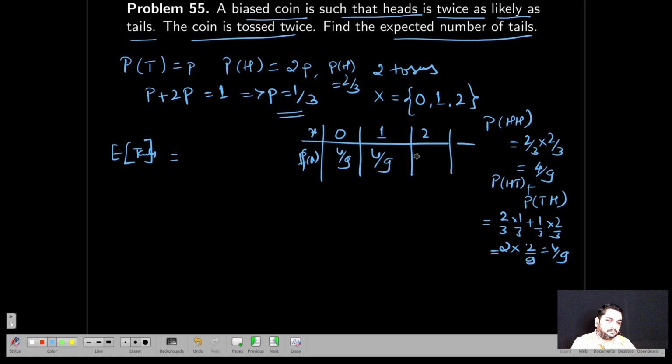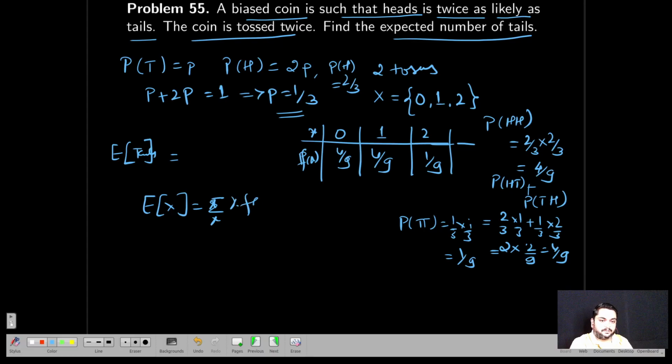Next, getting both tails is equal to 1 by 3 into 1 by 3. This is 1 by 9. So now you find the E of x. E of x is equal to summation x into f of x. This is 0 into 4 by 9 is 0, plus 1 into 4 by 9, plus 2 into 1 by 9. This is 6 by 9, which is equal to 2 by 3.